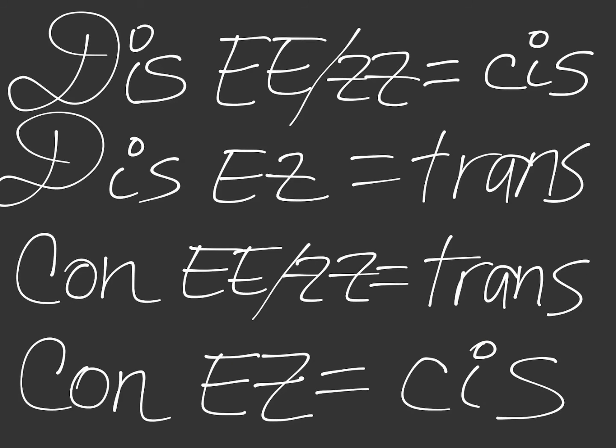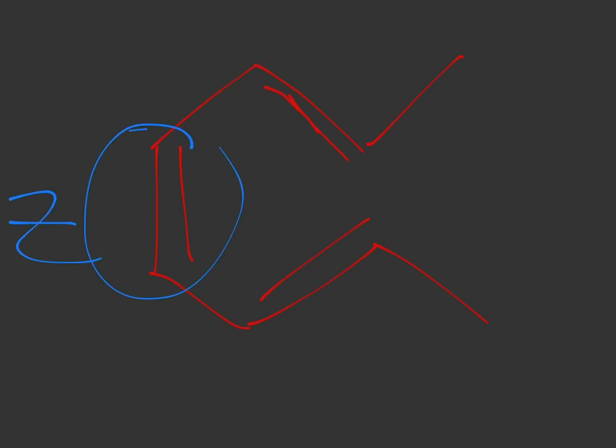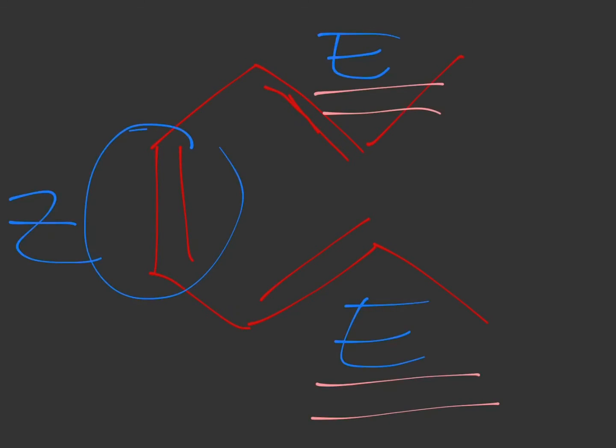Also, to clarify something guys, in this table, when we talk about EE, ZZ or EZ, we're talking about the ones that are in the corners, lateral. We are not taking into account this one. This one is always Z. We are taking into account these two because they're the ones that are gonna close the molecule and will affect the stereochemistry.